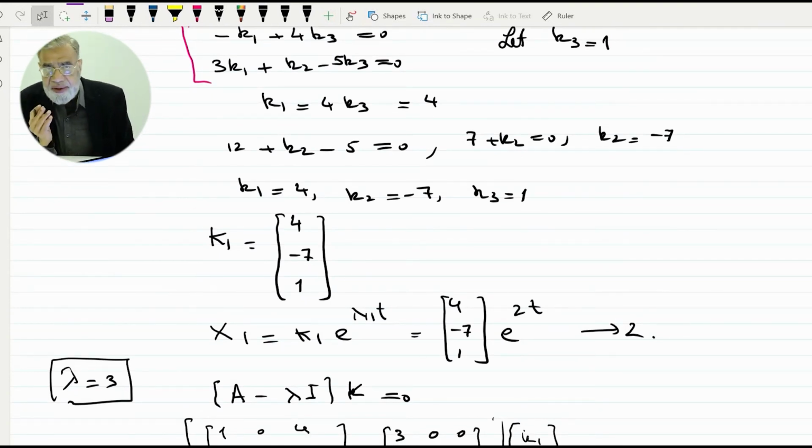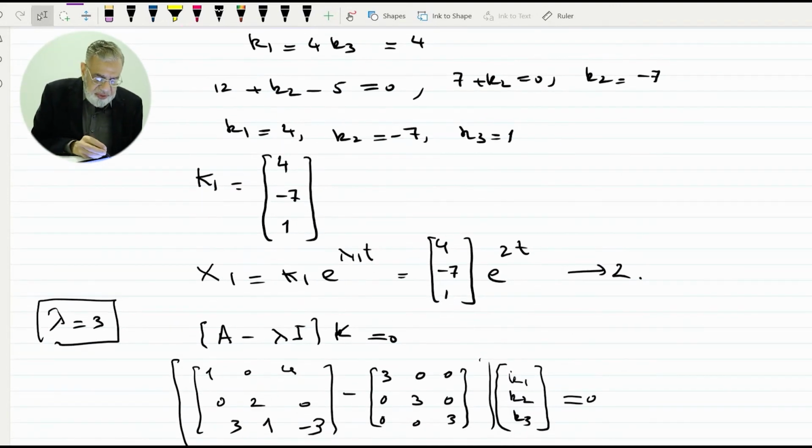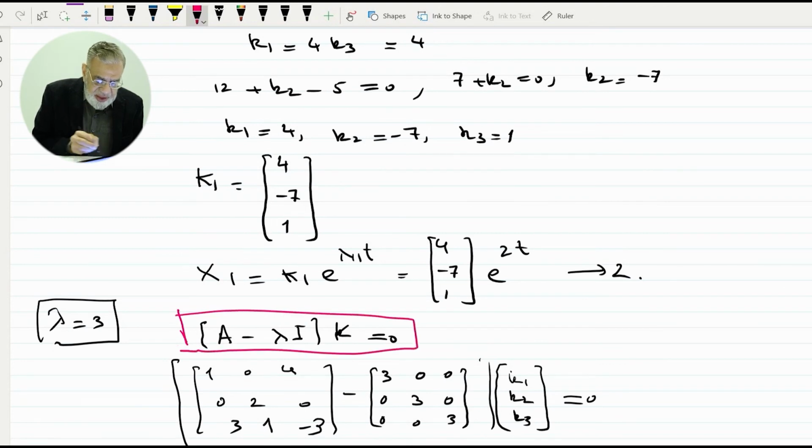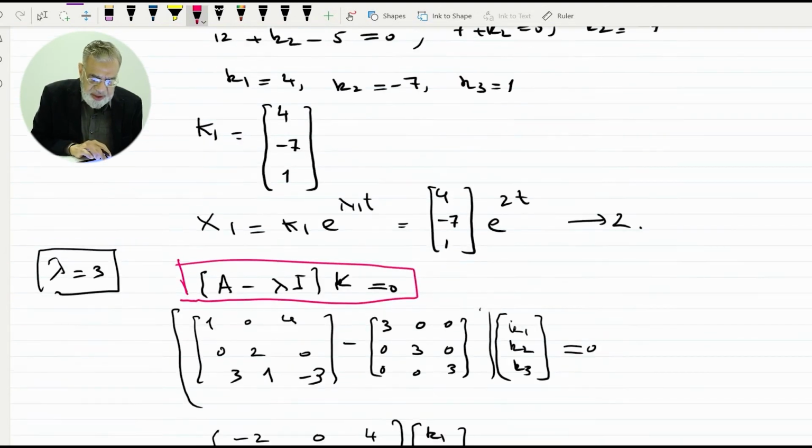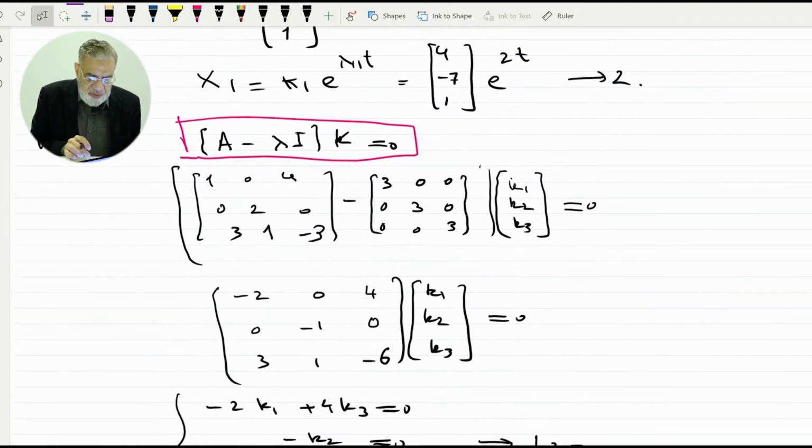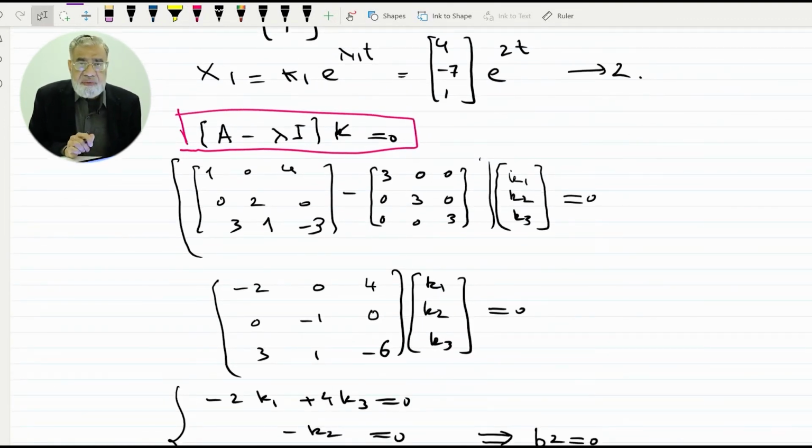I have three values of lambda. One lambda I have taken, lambda 1 equal to 2, lambda 2 equal to 3. I take lambda 2 equal to 3, substitute in my equation here. In this equation I have A, I have lambda, I have I is there. I want to find k. This k is k1, k2, k3. Again I simplify this one. I get the matrix equation form of this system of equations. I rewrite again.